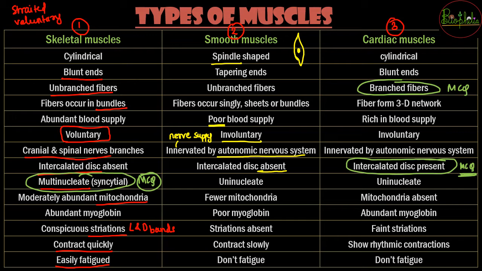Then smooth muscles have fewer mitochondria. Because of that, there is going to be a lesser amount of myoglobin. Striations are absent. So again, a very important point, because striations are completely absent in smooth muscles, and that is the reason they are called smooth. They don't have any light and dark bands. Then these are going to contract slowly, and because of slow contraction, these do not undergo fatigue.